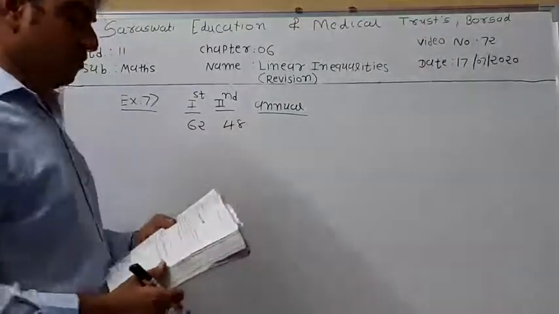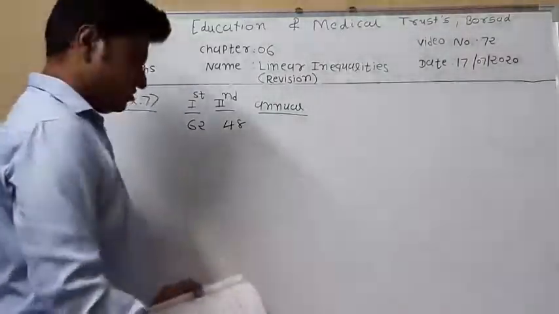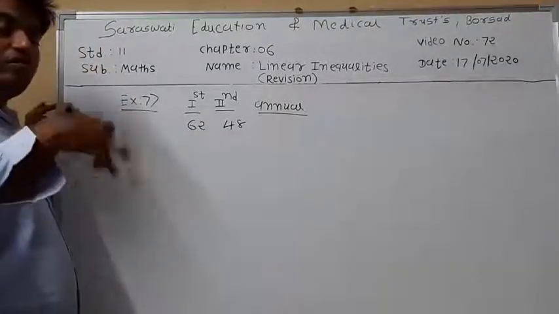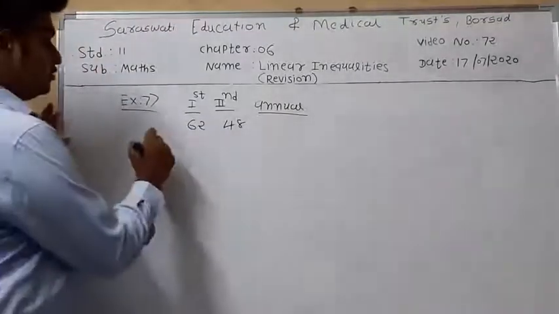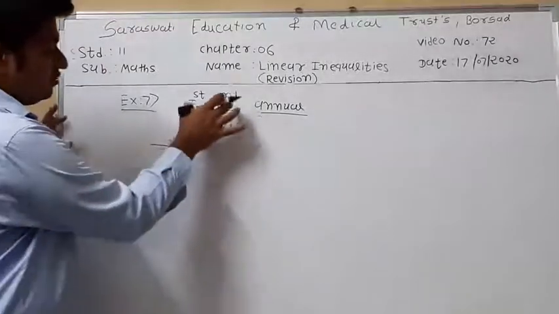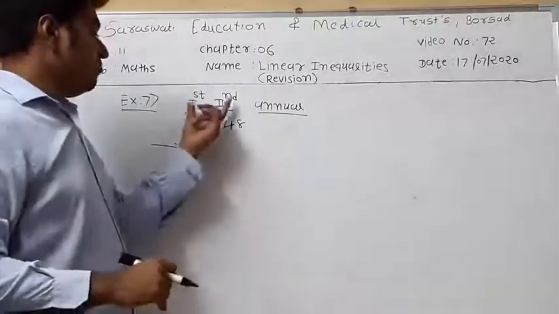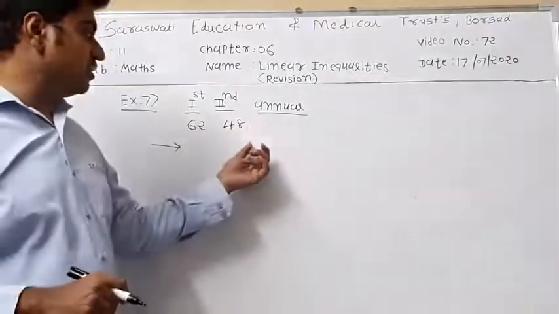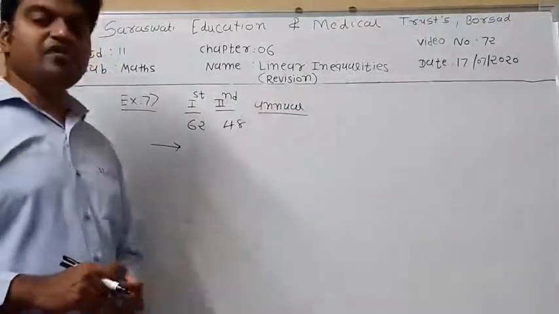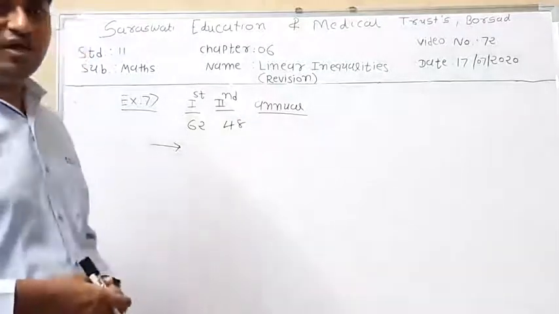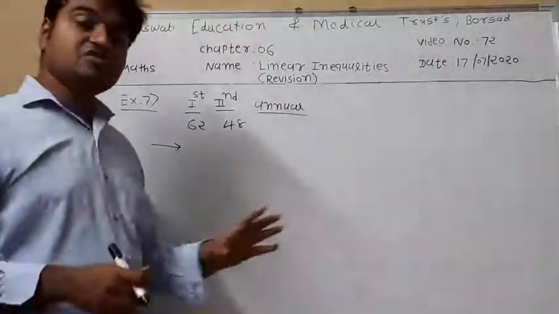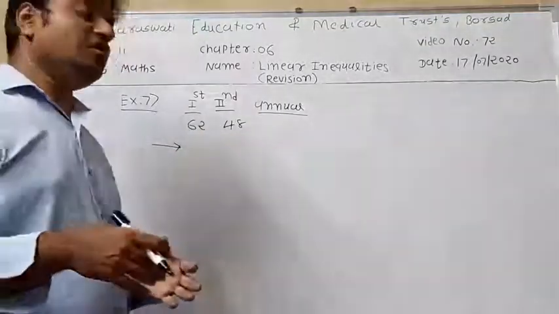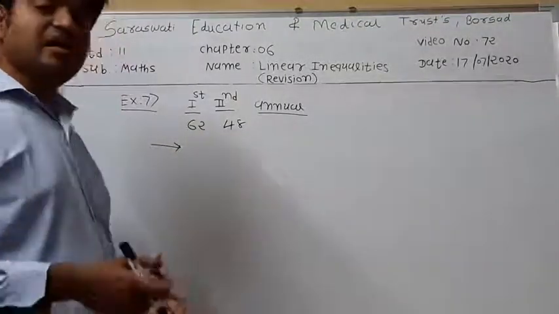To have an average of at least 60 marks. At least 60 marks means 60 or more than 60. So first of all, two pieces of data are present. The marks of the first and second terminal exams are given, and the annual examination mark is not given, but the average is given. So we can suppose the annual examination mark is x.